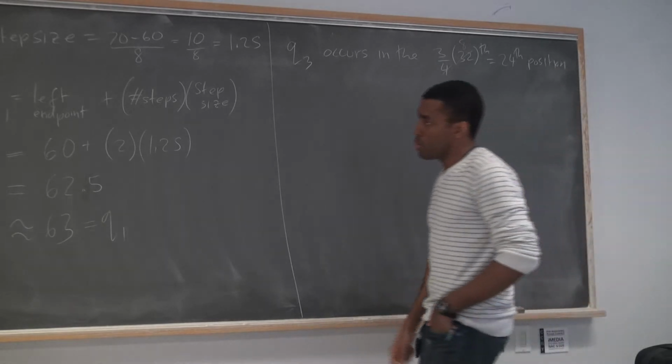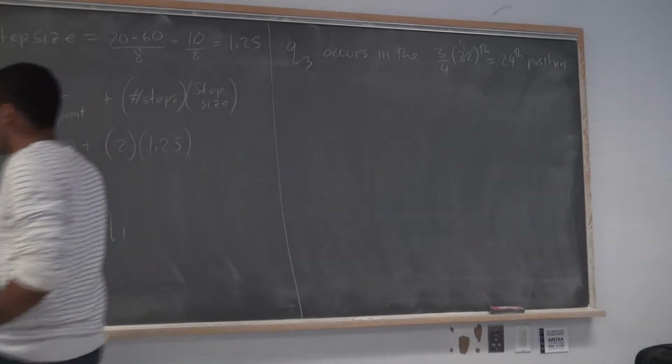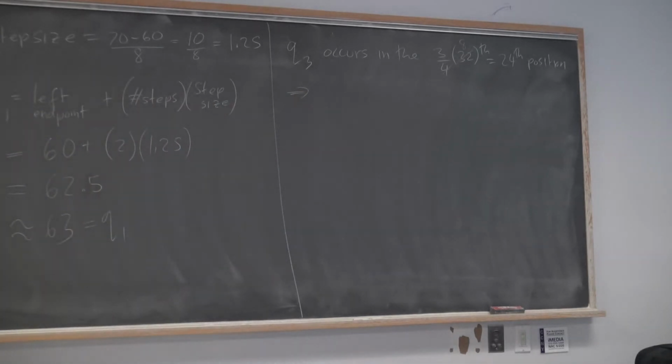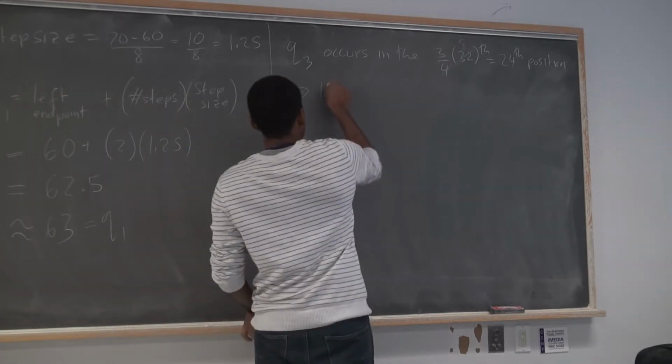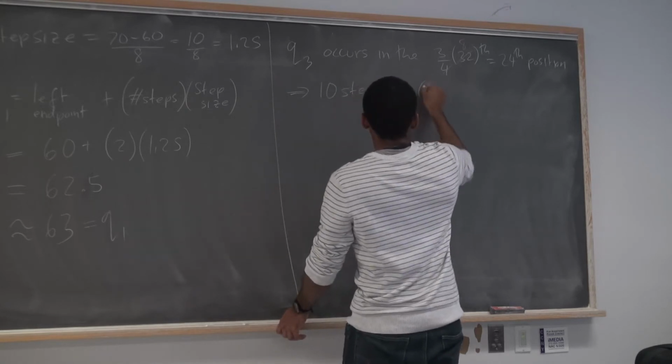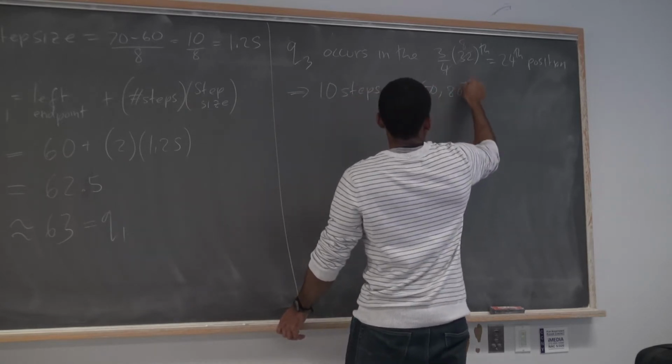And so then we figure out who's in the 24th position and what the step size is. So this is how many steps to get to the 24th. Here we were at 14. Here we would be at 25, so we need one less here. So we need 10 steps into the 70 to 80 bin.